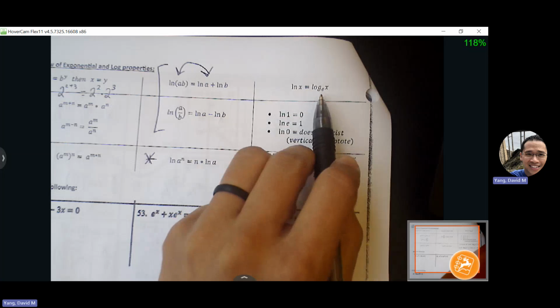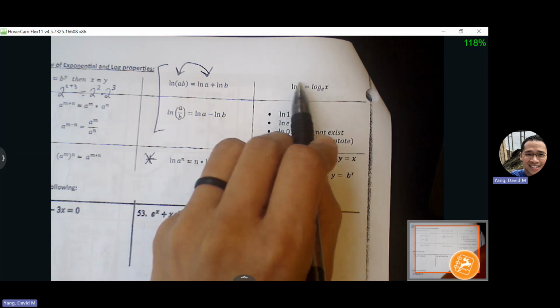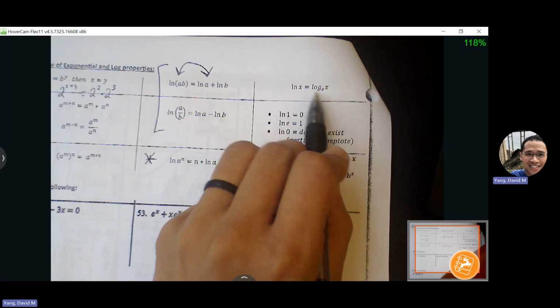Natural log of x is the same thing as log base e of x. Sometimes seeing the base is helpful in deciding our next step. This is kind of a shorthand way of saying that there's a log base e of x.